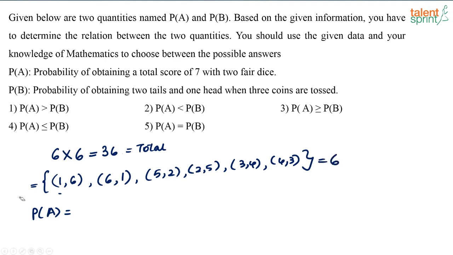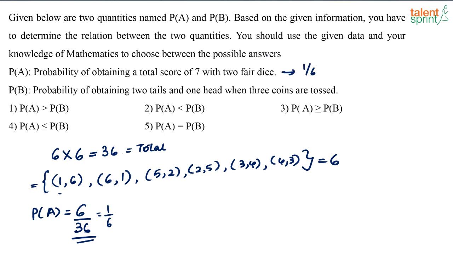So what is the probability of the event A? It is nothing but 6 out of 36, right? Out of this total of 36 outcomes, 6 times I am getting the favorable cases, or this is equal to 1 by 6. So this is the first one. This value is 1 by 6. Now let us look at the next one, P of B.